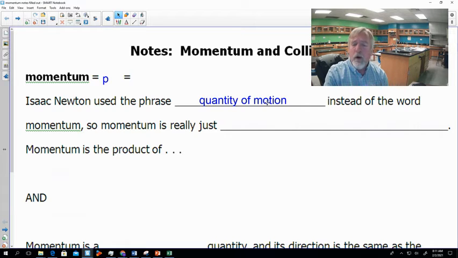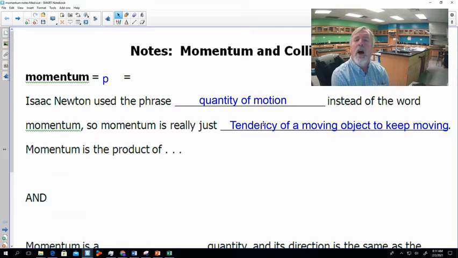And also kind of corresponding to that definition of his first law, he thought of momentum as the tendency of a moving object, rather, to keep moving. So a little bit similar to inertia, right? Inertia was more the resistance of an object to change its motion. Think of momentum as being the tendency of an object to continue its motion. So we need some way of quantifying how much motion it has.